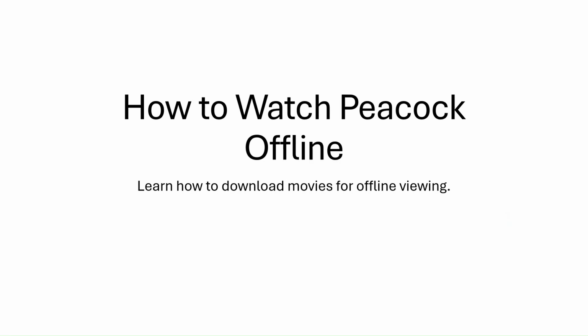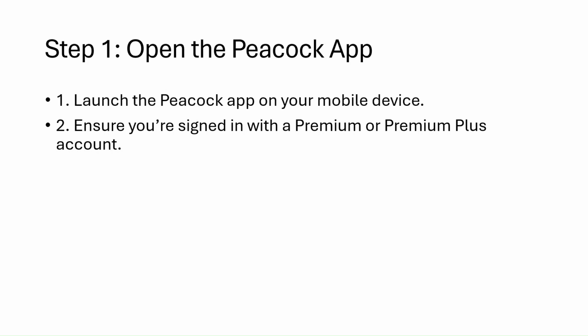In this video, I'll show you how to watch Peacock offline. Step 1. Open the Peacock app. Launch the Peacock app on your mobile device. Ensure you're signed in with a Premium or Premium Plus account.